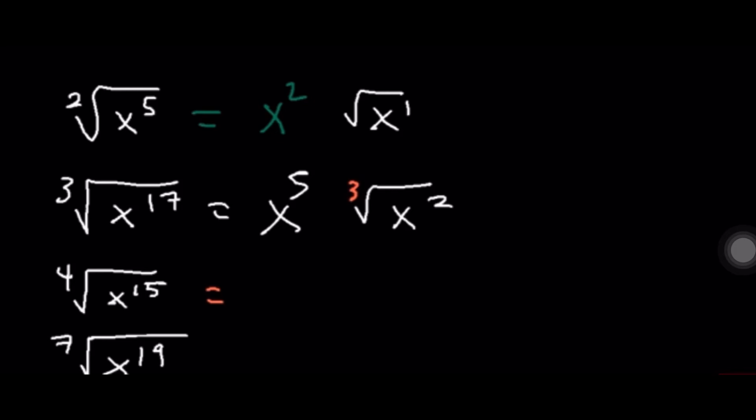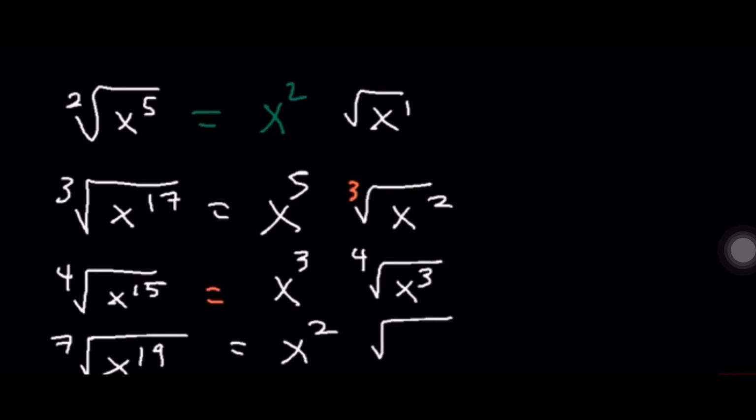How many times does 4 go into 15? 4 goes into 15 3 times. 4 times 3 is 12. And 15 minus 12 is 3. So the remainder is also 3. Now how many times does 7 go into 19? 7 goes into 19 2 times, because 2 times 7 is 14. And 19 minus 14 is 5. Do you see the pattern? That's the quick way to get the answer.